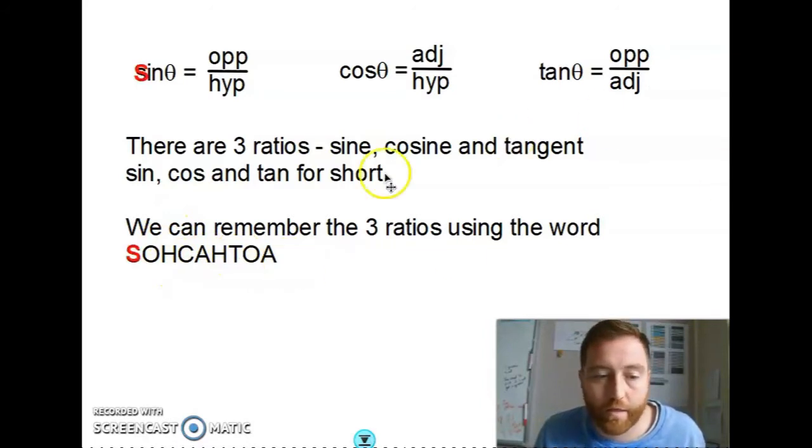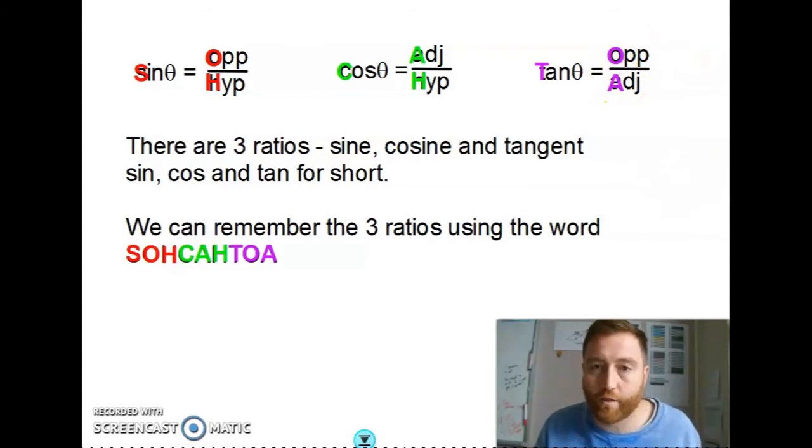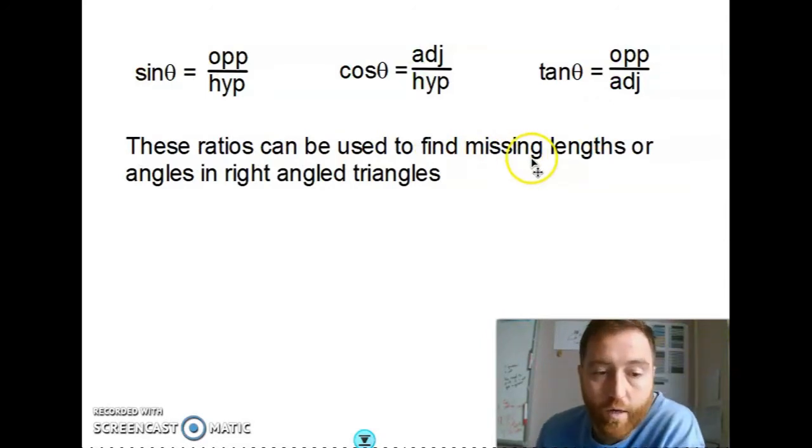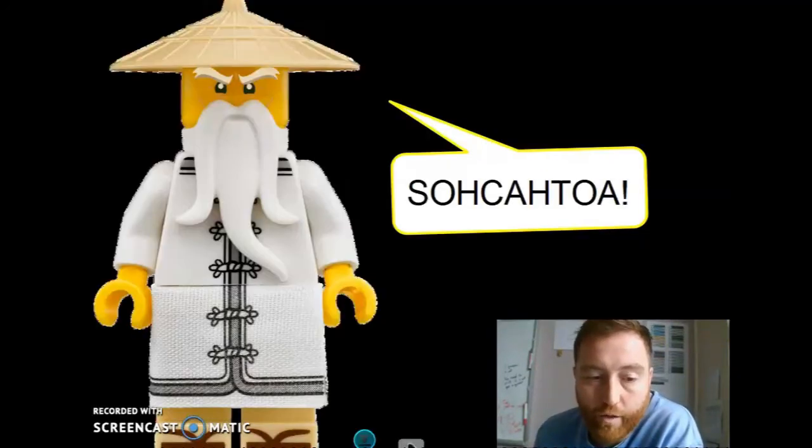SOHCAHTOA. So the first one, sin, is opposite over hypotenuse. Cos, C, is adjacent over hypotenuse, CAH. And tan, TOA. Tan is opposite over adjacent. That is something you do need to know. You need to learn that. SOH CAH TOA, to remember that sine is the relationship between opposite and hypotenuse, cos, adjacent over hypotenuse, and tan, opposite over adjacent. Right. We can use those ratios to find missing lengths, or indeed angles, in right-angled triangles.